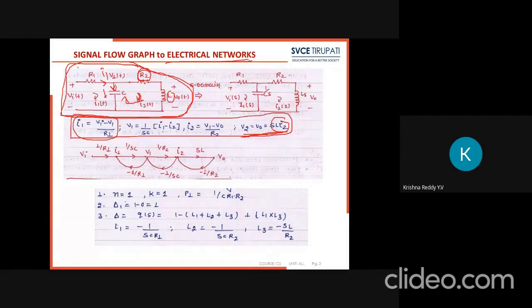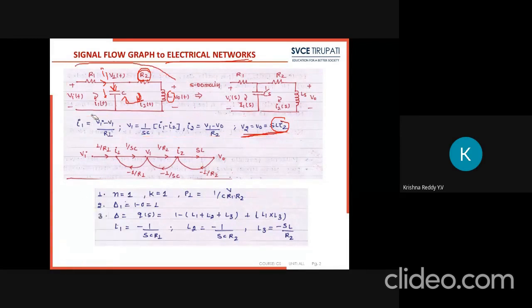In order to draw the signal flow graph for this given electrical network, for each and every element, here we have a resistive element, a capacitive element, and an inductive element. First input quantity is Vi. For the series element, we need to write its reciprocal. For the parallel element, we need to write its impedance value. Here we need to consider admittance, and here we need to consider only impedance.